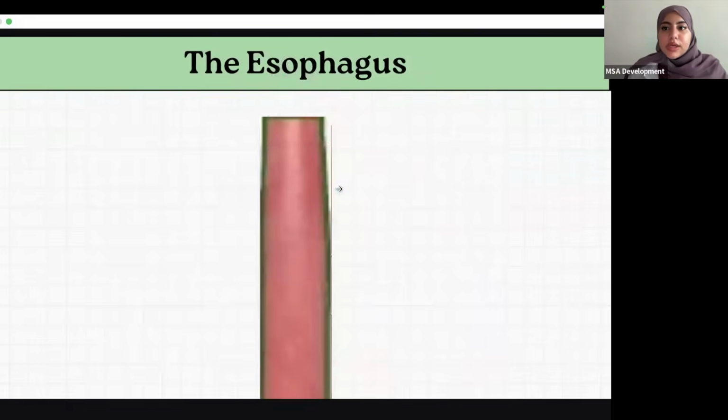Okay? Now, let's split the esophagus in half. To understand histology, you have to understand where you are. I can't just tell you, what's this?